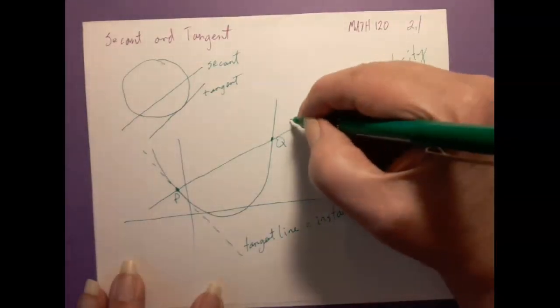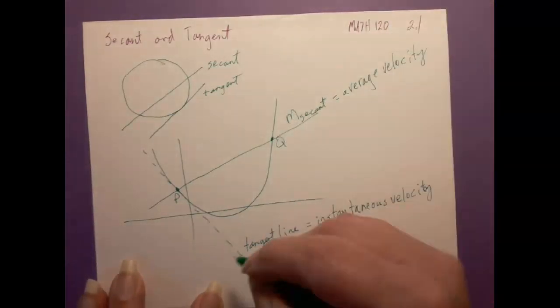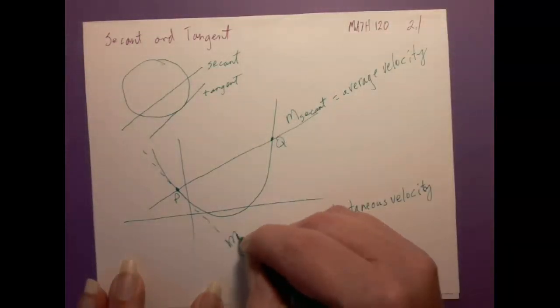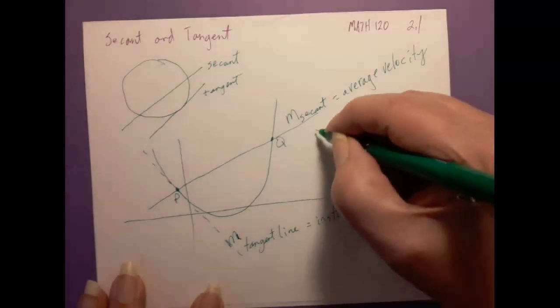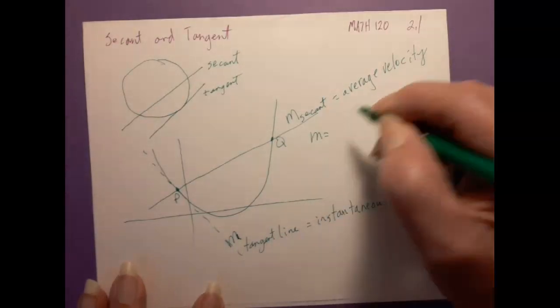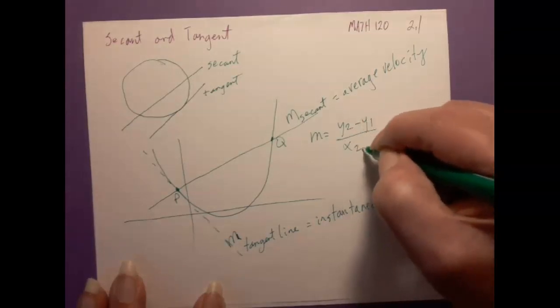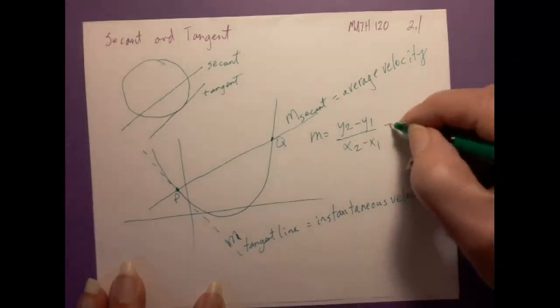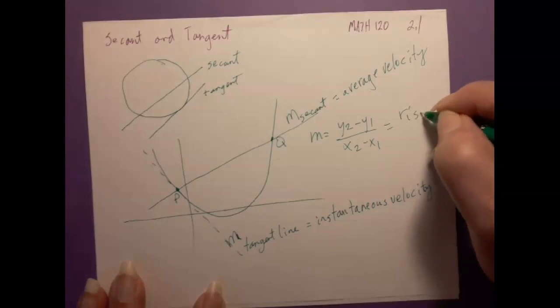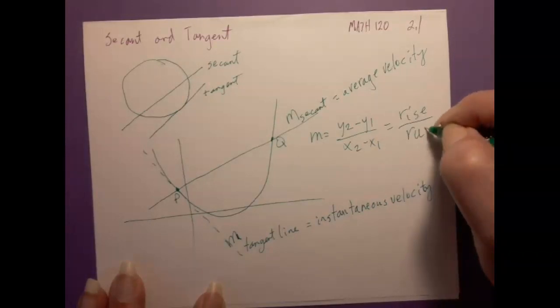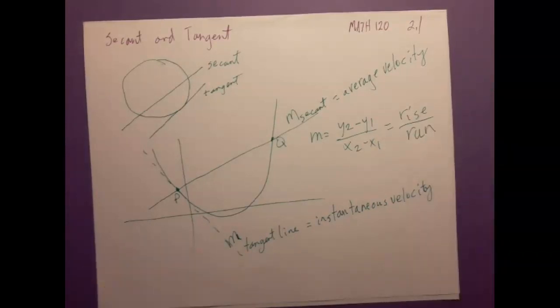So we want the slope of the secant line and the slope of the tangent line. So I'll remind you that a slope, m, is equal to y2 minus y1 over x2 minus x1. And this is the same if you're looking at a graph as rise over run. So let's see the difference between the average velocity and the instantaneous velocity here.